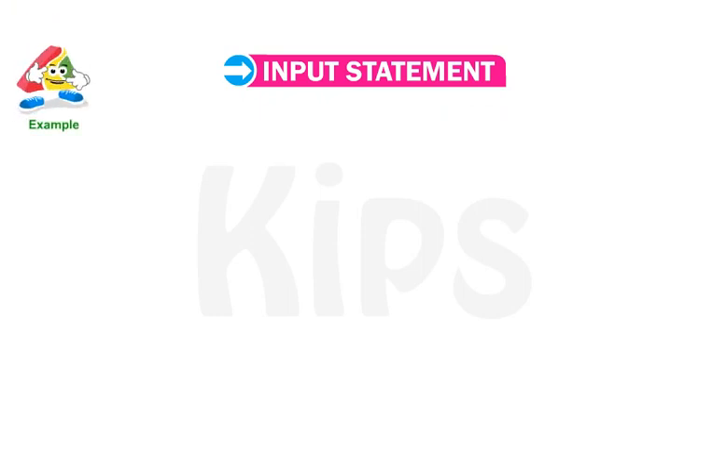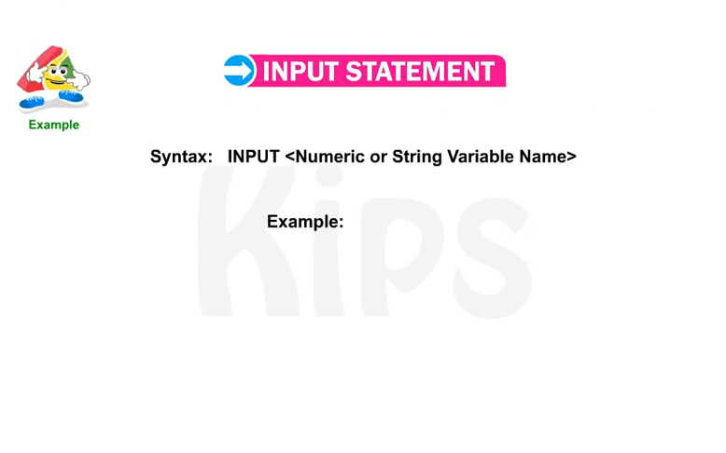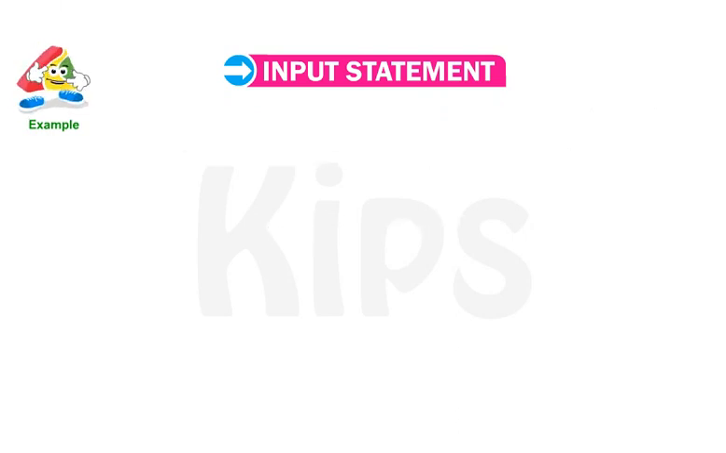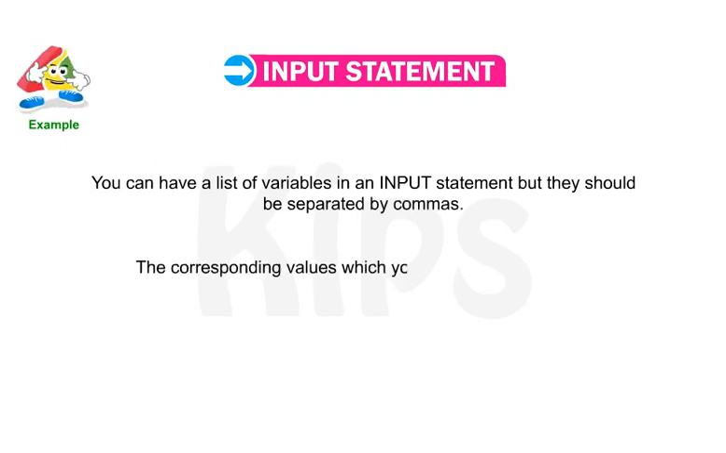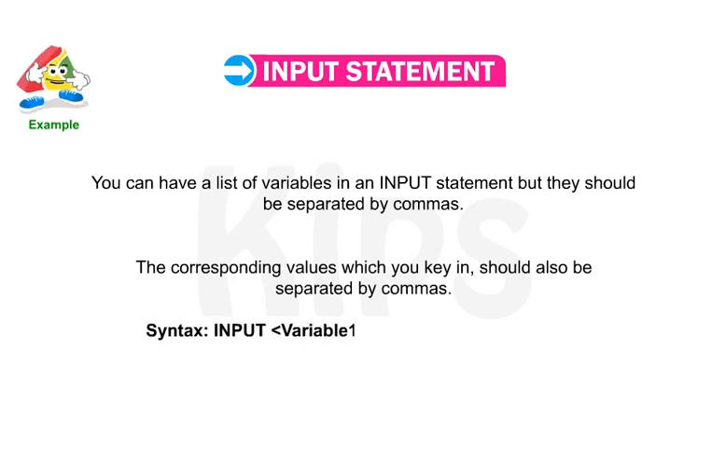Let us take an example. Syntax: INPUT [numeric or string variable name]. Example: INPUT A. You can have a list of variables in an INPUT statement, but they should be separated by commas. The corresponding values which you key in should also be separated by commas. Syntax: INPUT [variable 1], [variable 2], [variable 3].